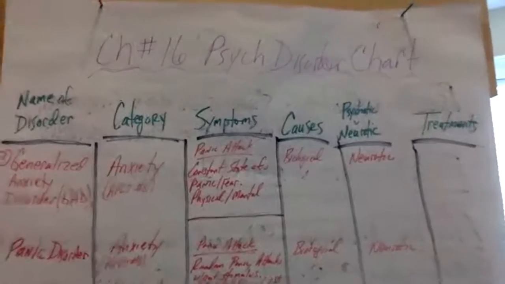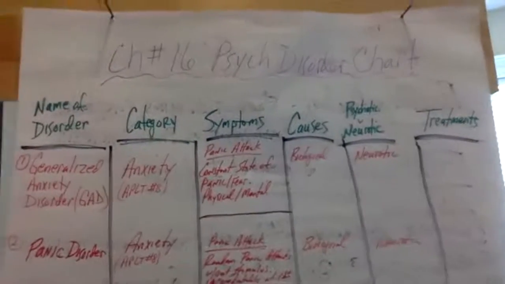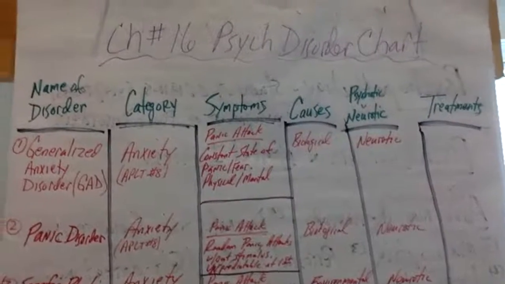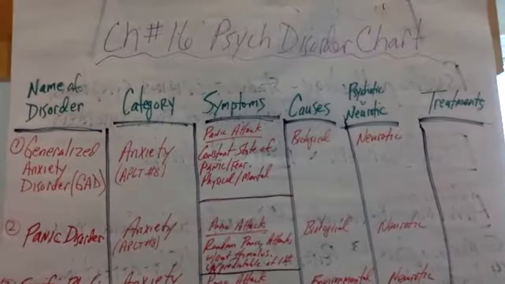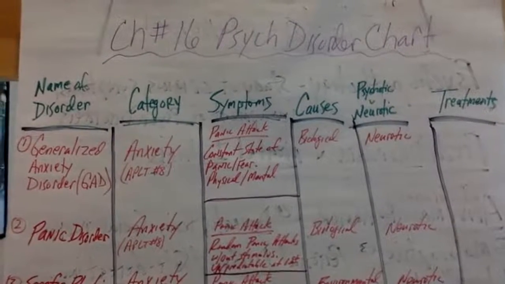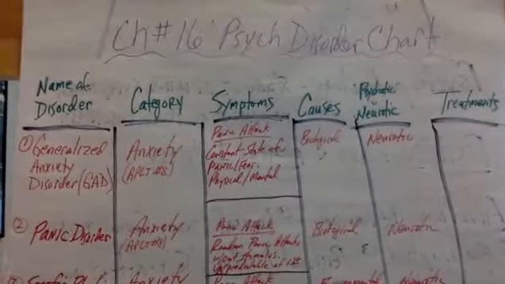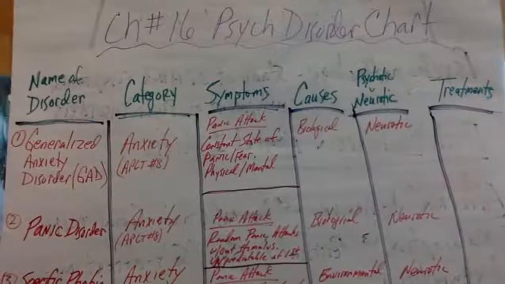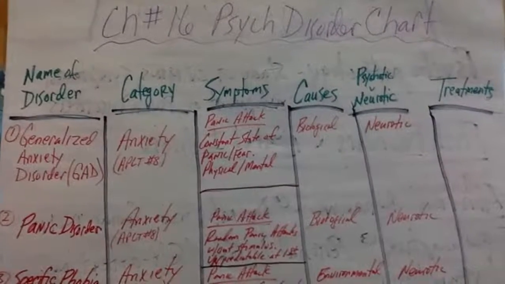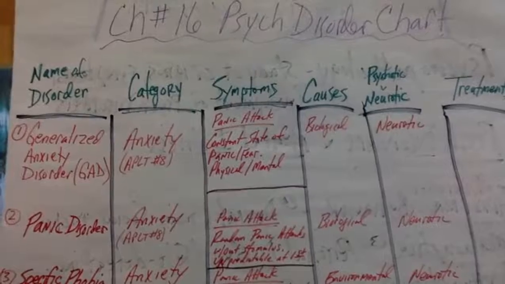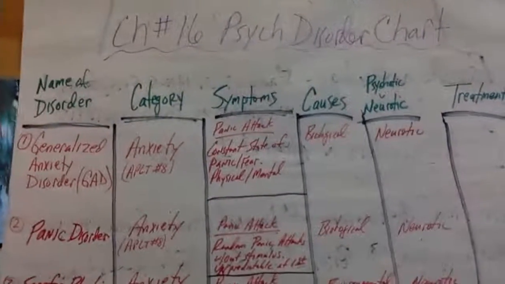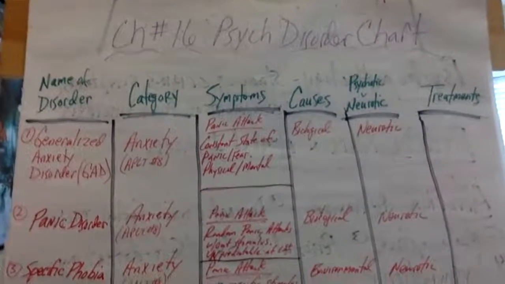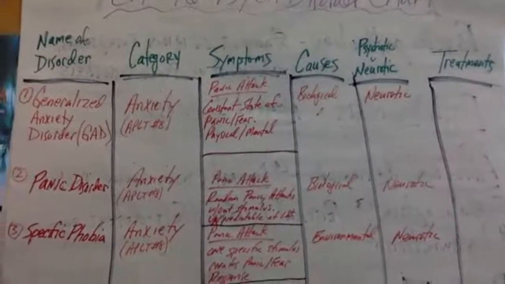Okay, so you're going to label it psych disorder chart, and you're going to have 6 columns, if you will: name of the disorder, category, symptoms, causes, psychotic and neurotic, and then treatments down there at the end. Then we'll number them as you see that I have numbered.